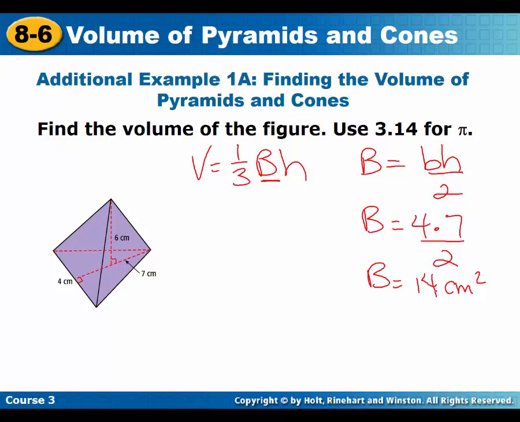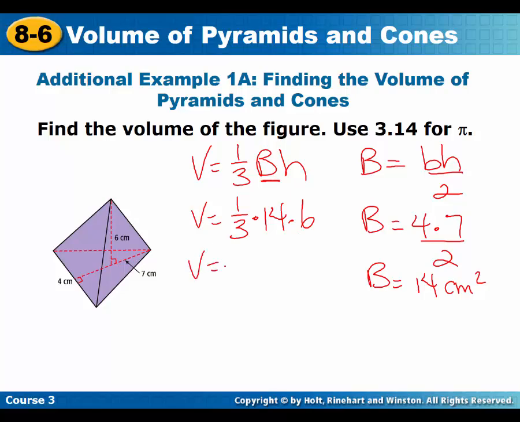Now that I know what capital B is, I can plug it in to this space right here where B is at. So volume is equal to 1/3. Well, the B is 14. And the height is going to be that distance from the base to the point directly above it, that perpendicular distance above, which is 6.